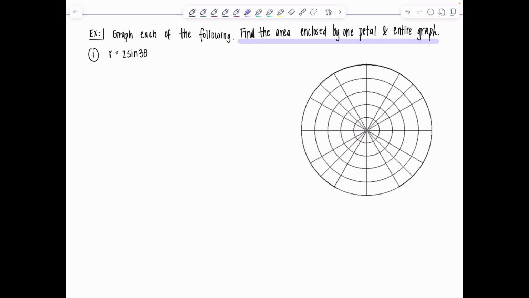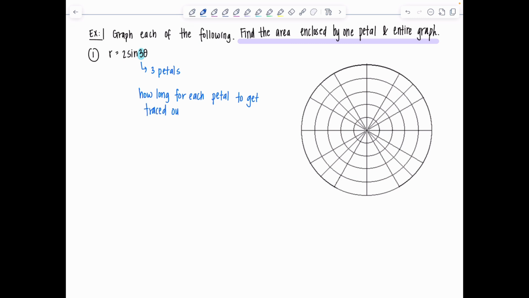Okay, so here we go. We have r equals 2 sine 3 theta. n in this case is 3, so since that's an odd number, I have 3 petals. Now, the most important thing you need to figure out is how long, or how often, does it take for each petal to get traced out?